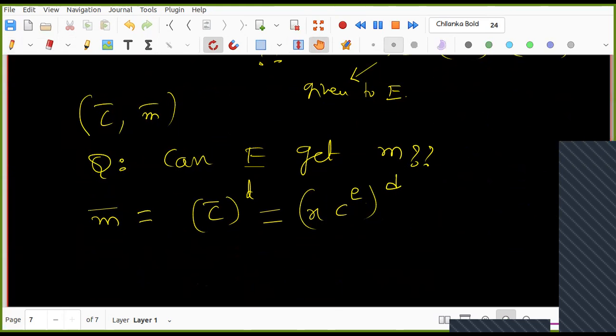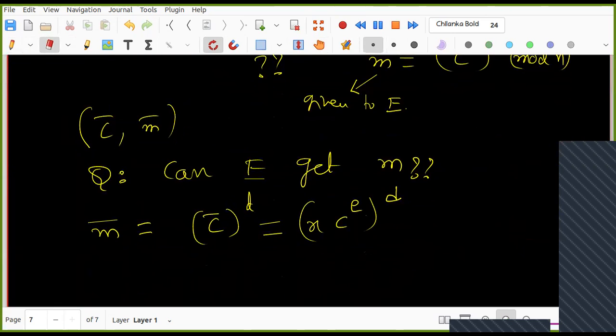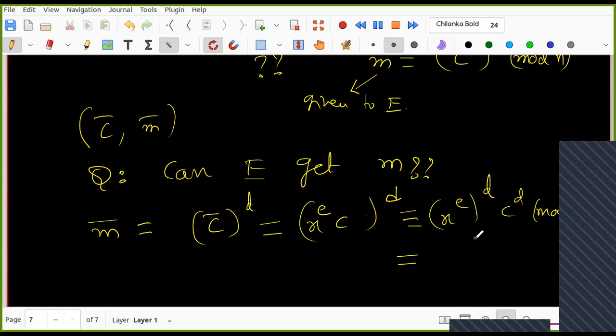Sorry, C into X power E. So C into X power E, all to the power D. What is now happening? This is X power E power D times C power D, so I will do C power D modulo N. I'm doing modulo N.